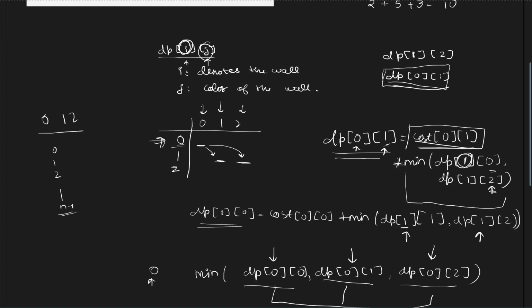Similarly, in this case, if it was dp of 0 0, I'll have to first of all add the cost, right? Then I'll take the minimum of two values. What should be those two values? I have currently done the ith wall, so next I should do the i plus 1th wall, right?